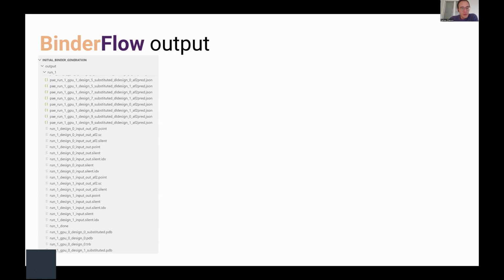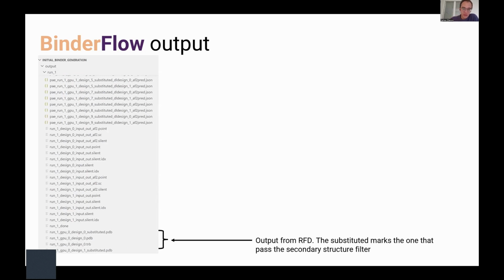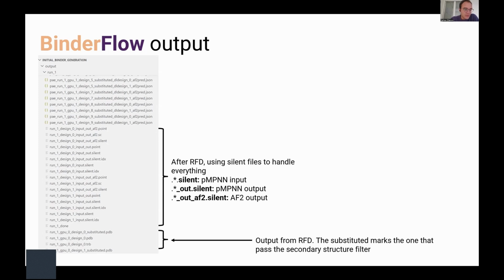If we go into a little bit more detail into how the batches look like, inside one batch we will have this structure in which we will have some PDBs and TRB files, which is the output from RFdiffusion. The substituted marks the ones that pass the secondary structure filter. Then we will have a list of silent files, which are the input and outputs from ProteinMPNN and AlphaFold2. And we will also have this series of JSON files, which contain the pae information for each prediction.